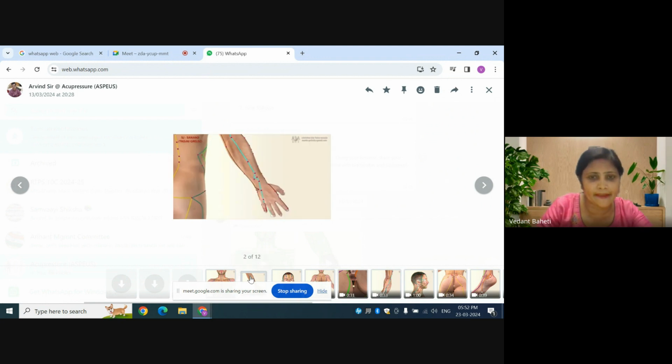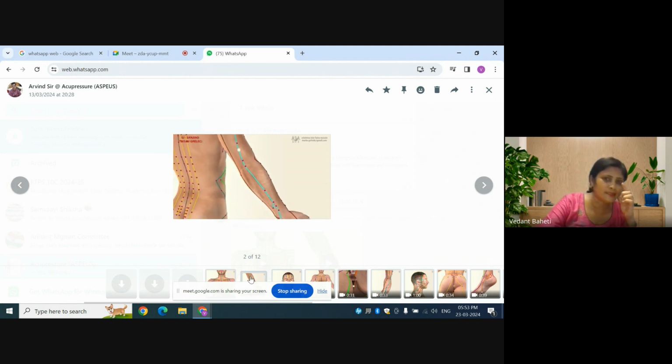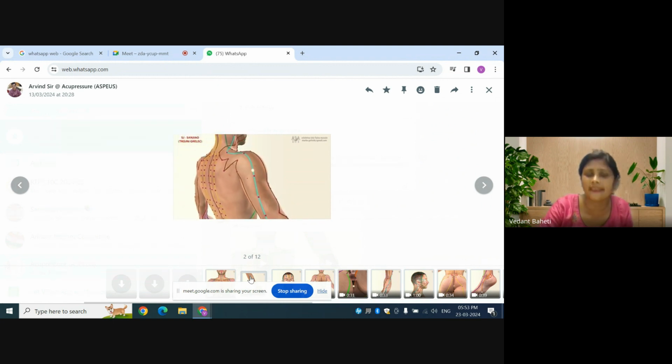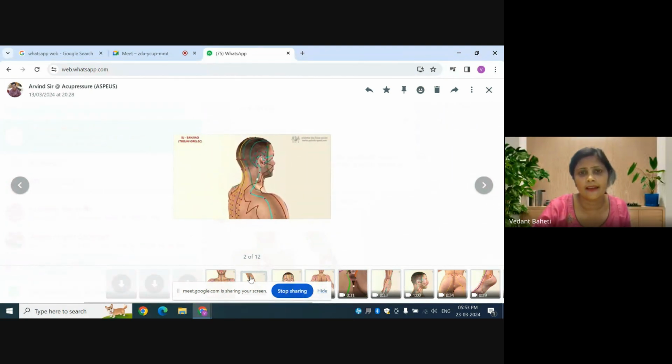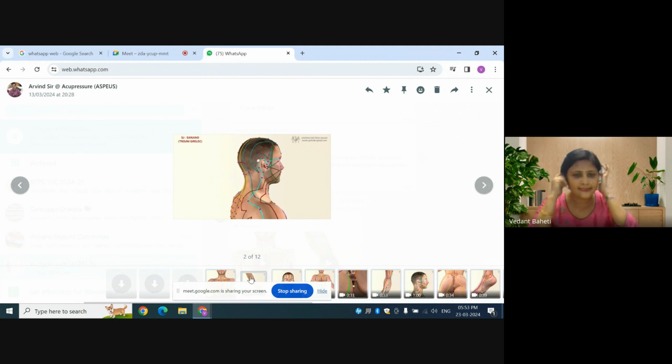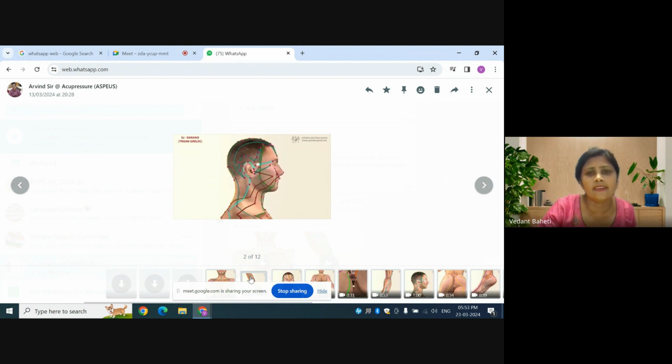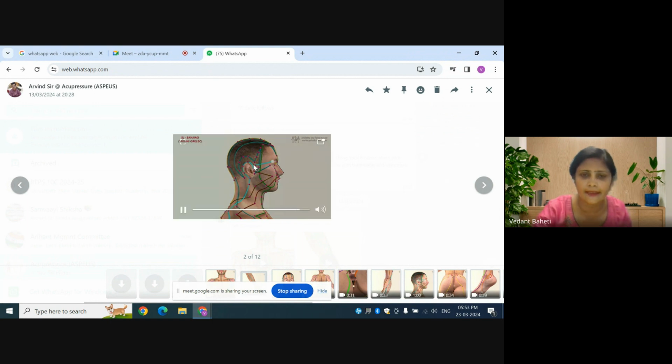Now see the second meridian which I've started. It's the SI meridian. It's starting from the tip of our small finger. Now it's traveling towards our arm and it will end at the face. As it's a yang meridian, it's traveling towards the backside of our body. And this SI meridian takes a round of our ears.